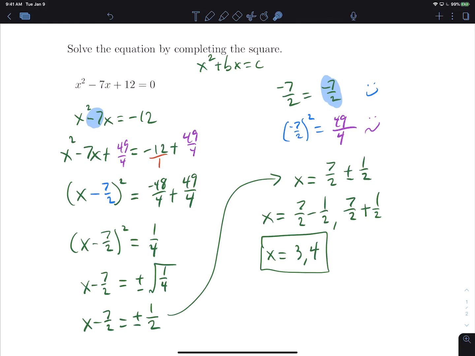Awesome. Now, again, notice that these are integers, which means that this could be factored originally anyway. So if we were to factor this, it would have been x minus 3, x minus 4. Notice that if you can factor, it's almost always so much easier than trying to use completing the square. But the thing is that completing the square will work every single time, even if it can't be factored.